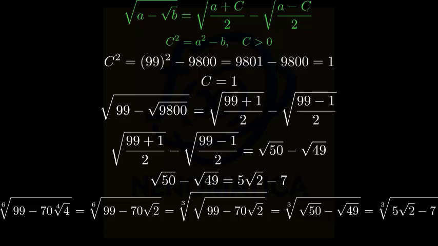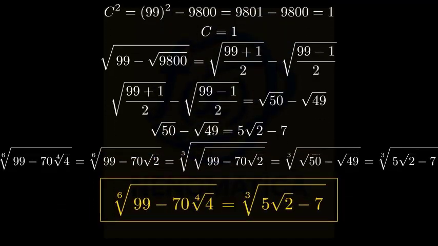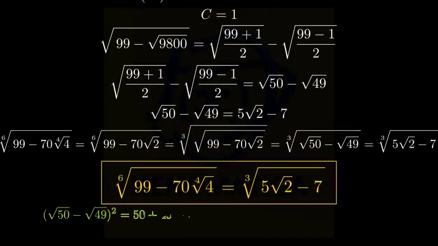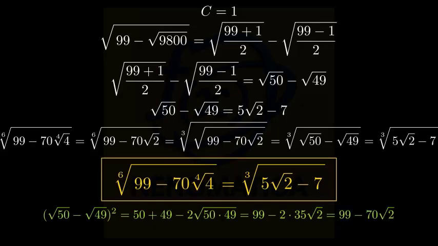Quick check. If you square the quantity square root 50 minus square root 49, you get 99 minus 2 times the square root of 50 times 49, which is 99 minus 70 times root 2. That confirms the inner step is correct. And that completes the simplification.